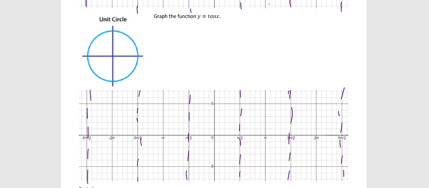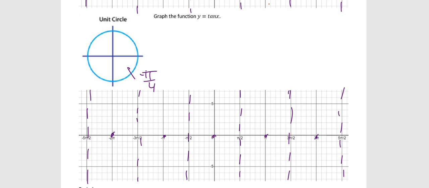We were getting one of those asymptotes, and every time we hit one of the pi's, all integer values of pi, we were hitting 0. What's going on in between? Well, let's just analyze what we would get if we were at, say, negative pi over 4. What's the slope at negative pi over 4?